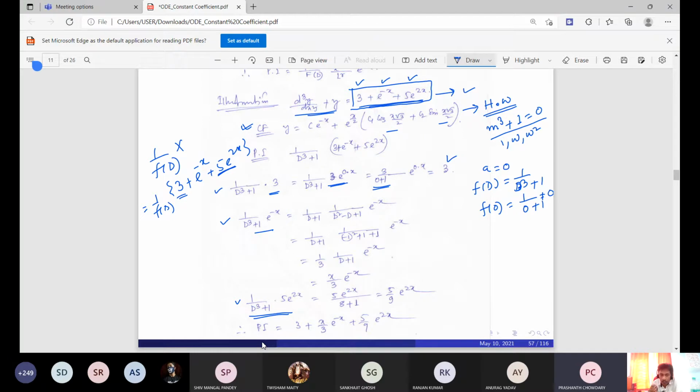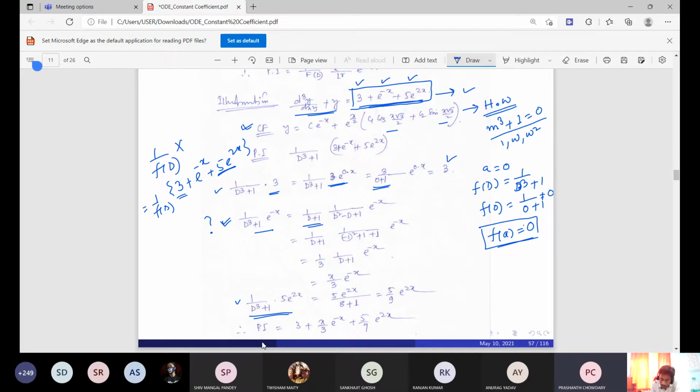Now, another part, 1 by D squared plus 1, involves a factor D plus 1, which will be 0 when you substitute D equals to minus 1. So we need further treatment to calculate the particular integral for this function. I will discuss this once I have done with the case where f(a) equals 0. I will not discuss this part right now. I will first cover the theory for f(a) equals 0, then I will discuss it.